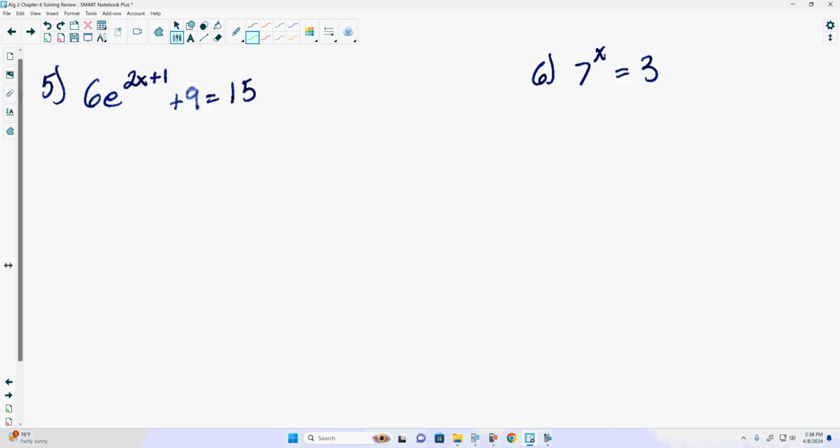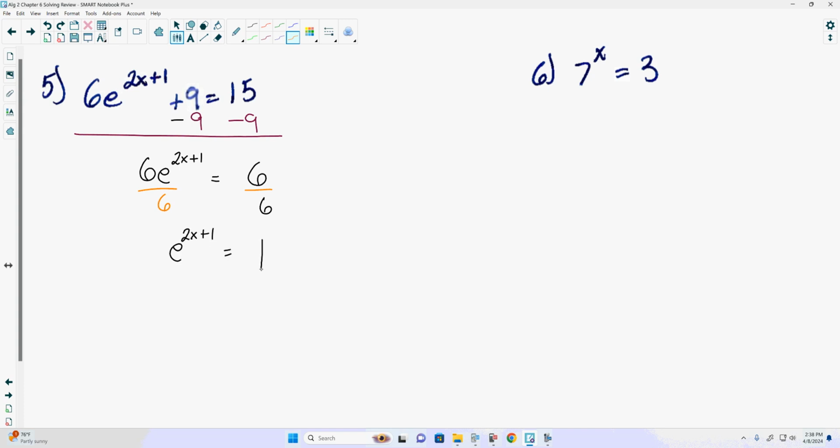Let's look at number 5. Well, just like the previous one, e is not by itself. So the first thing we need to do to get it to be by itself is to what? Subtract 9 from both sides. When we subtract 9 from both sides, we'll get 6e to the 2x plus 1 is equal to 6. Next thing we'll do is divide both sides by 6, giving e to the 2x plus 1 is equal to 1.